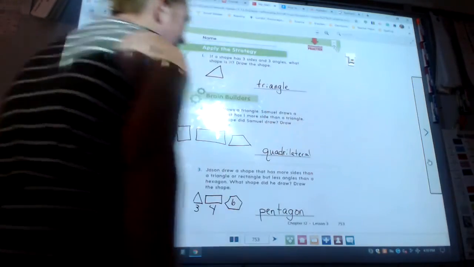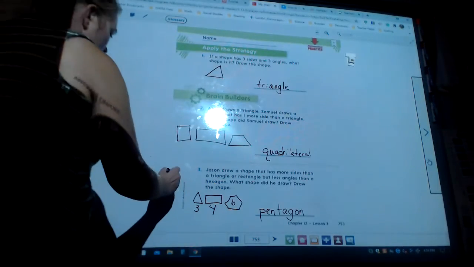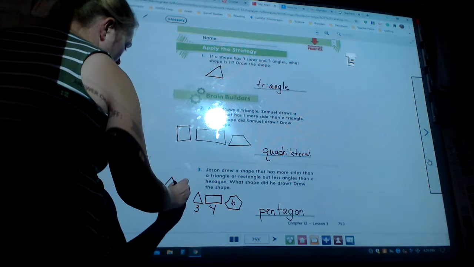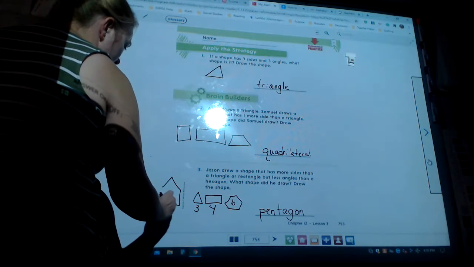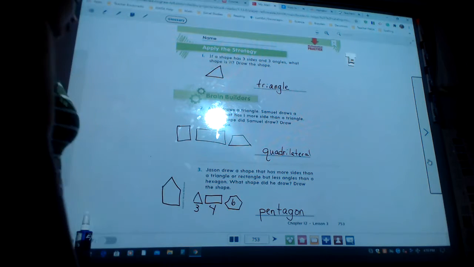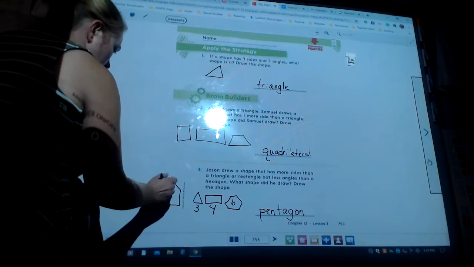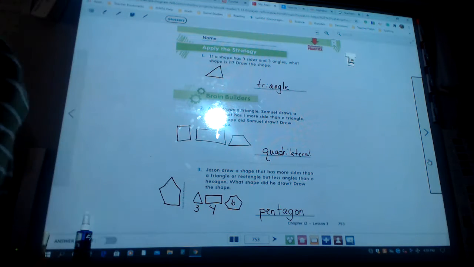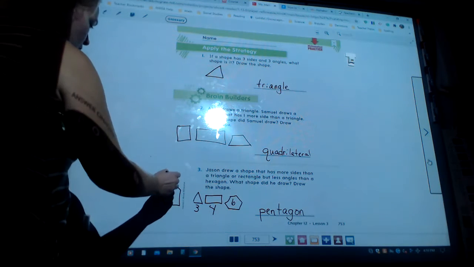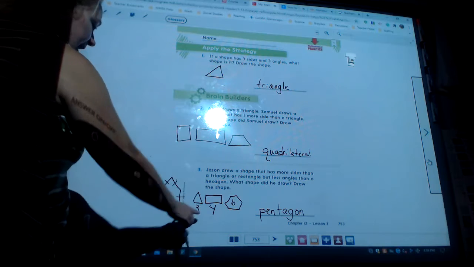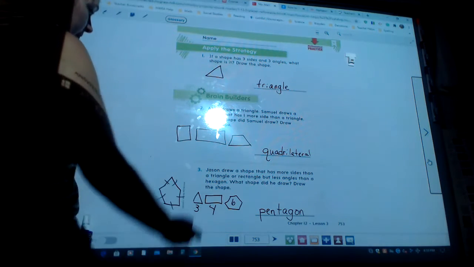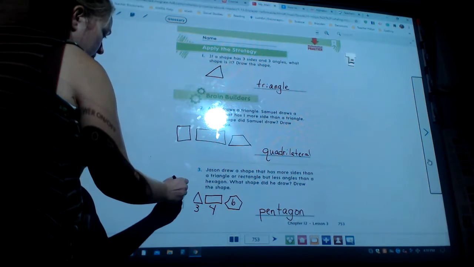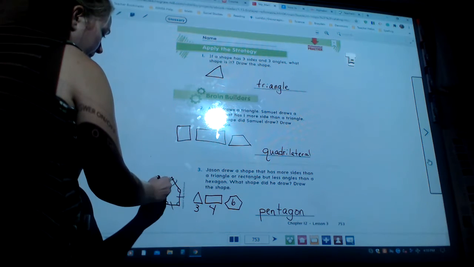A pentagon. Because remember, a pentagon kind of has the house shape. Kind of has this house shape to it, right? So it has 1, 2, 3, 4, 5 sides. So that's more than 4, right? Definitely more than 3. And the angles, 1, 2, 3, 4, 5.